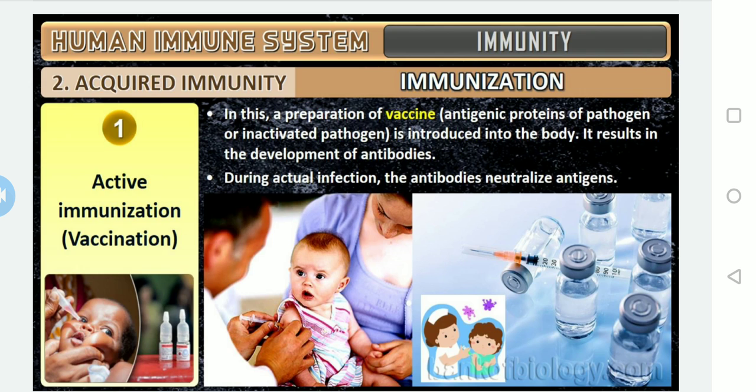In vaccination, antigenic proteins of inactivated or attenuated, that is weakened, pathogens, called vaccines, are introduced into the body in the earlier stages, so that the immune system of the individual produces antibodies against those vaccines, that is, the antigens. The antibodies produced due to the vaccination would neutralize the pathogenic agents during actual infections.